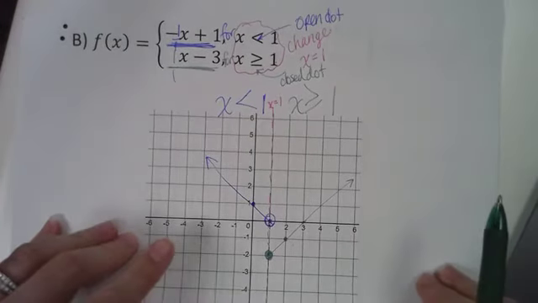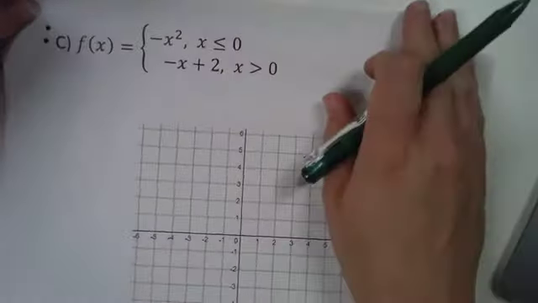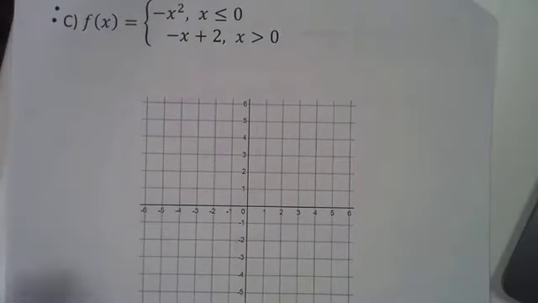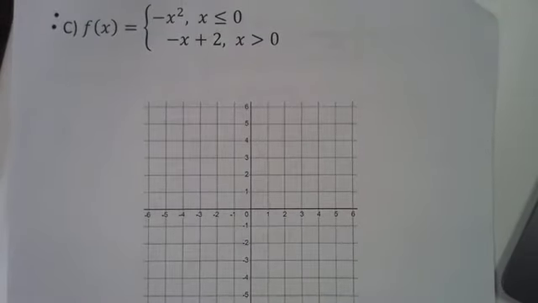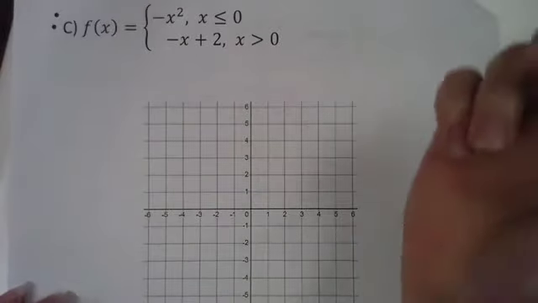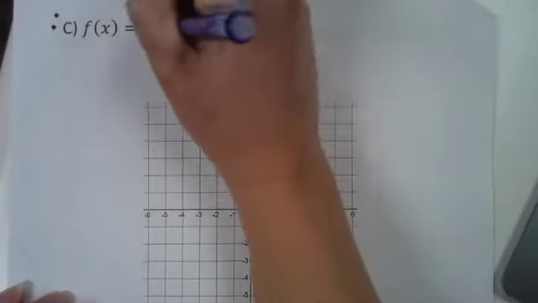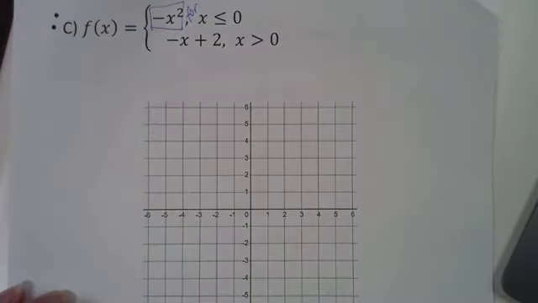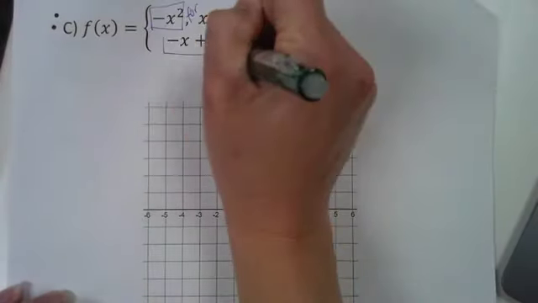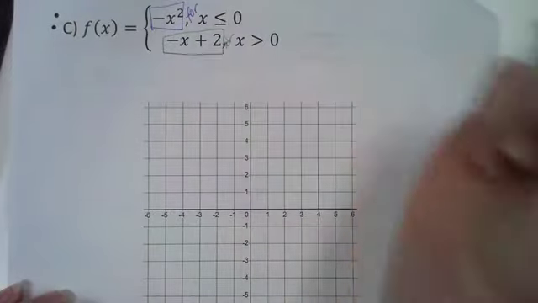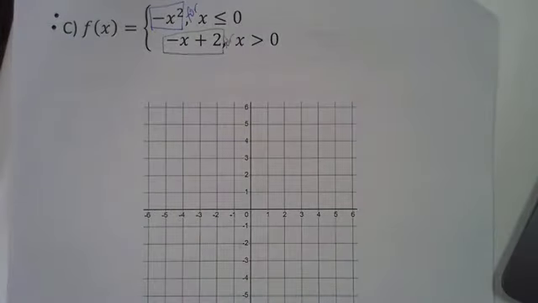All right, so I'm also going to throw in some parabolas. So we have f of x equals negative x squared for x values less than or equal to 0. And we have negative x plus 2 for x values greater than 0.